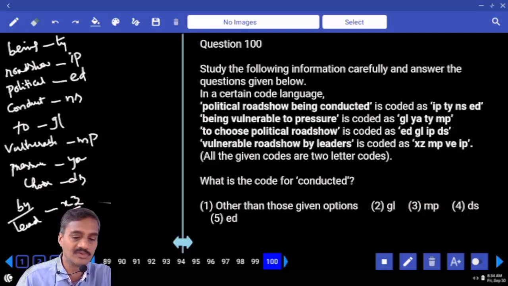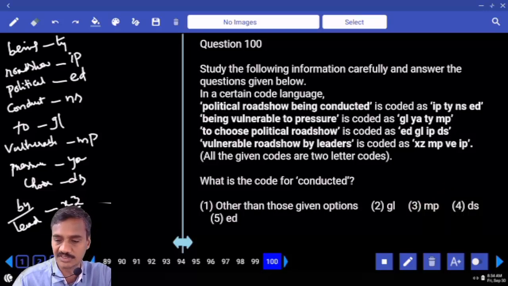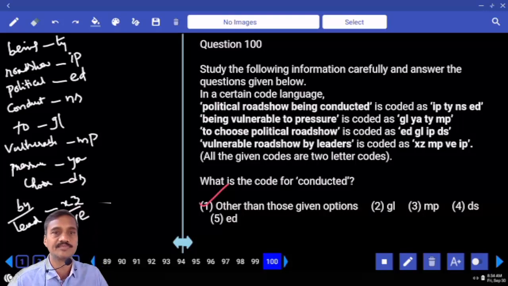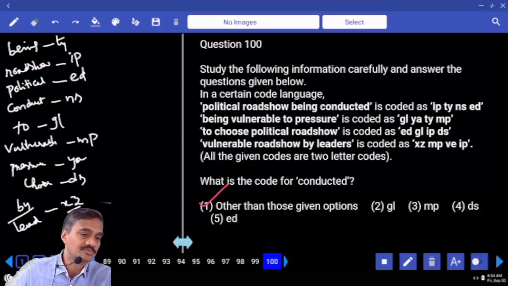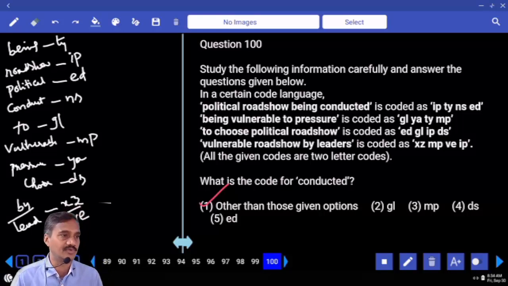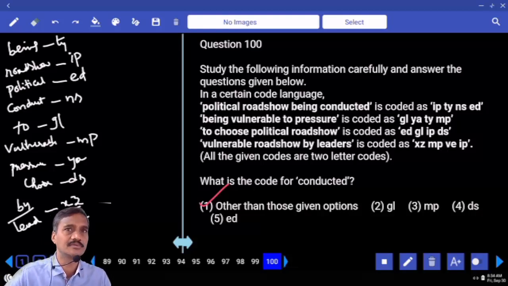What is the code we have? NS. Now NS, and in which option is it given? Other than the options given, choice 1, question number 100. Clear? Now this is about paper number 265. Any doubts in this?